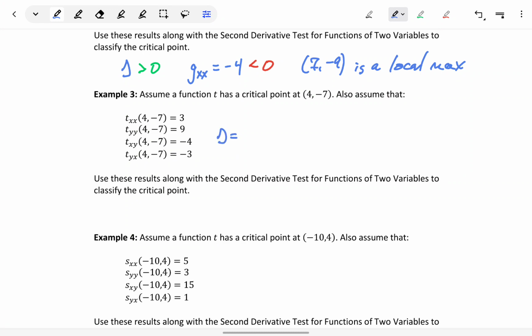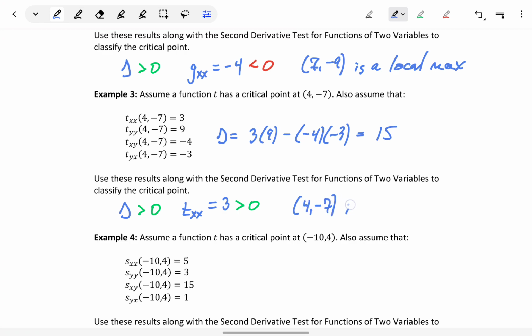In example 3, we'll evaluate D again by taking 3 times 9 minus -4 times -3, which will give us 15. So our value for D is, again, positive, greater than 0, and f sub xx, which is equal to 3, is also positive, also greater than 0, which tells us that (4, -7) is a local minimum.